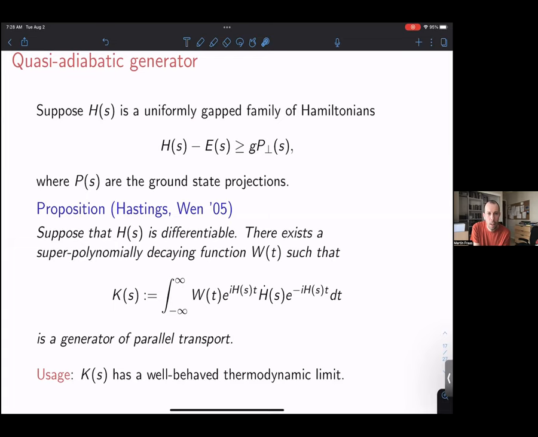Then a proposition that goes to Hastings in 2005: suppose that this Hamiltonian is differentiable, then there exists a super polynomially decaying function W_T, so that if you make an appropriate averaging of the time derivative of H of S, then such an object is a generator of parallel transport. So it again satisfies the same equation that we had on the previous slide. But it's a different generator. And what is very good about this generator is that in the thermodynamic limit, where exactly you lose this norm continuity, this generator behaves well. So it has a well-behaved thermodynamic limit, unlike the previous generator that was written by Kato.